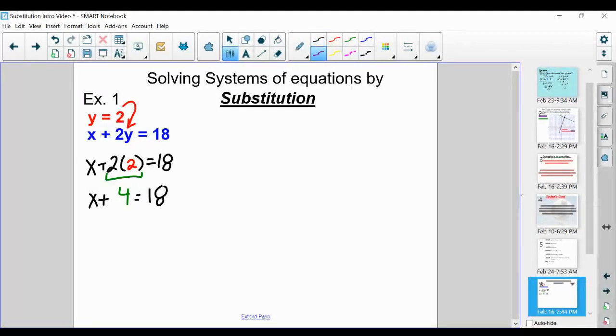Now we're going to solve for that first variable. So we want to get that x all by itself. We're going to subtract 4 on both sides. Therefore, we get that x is going to be equal to 14.